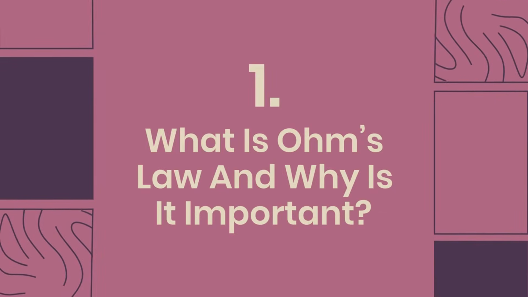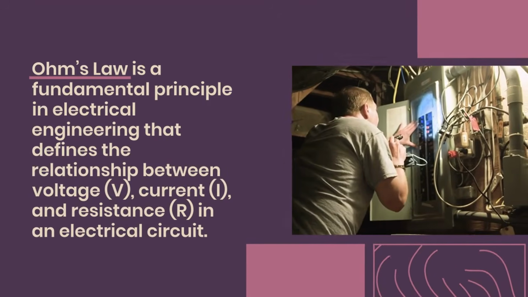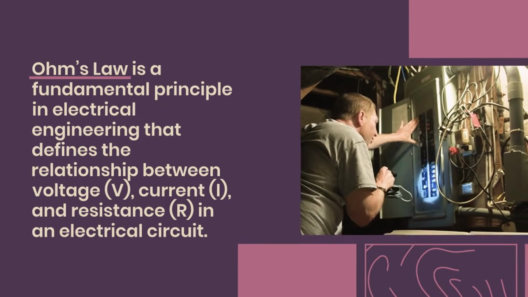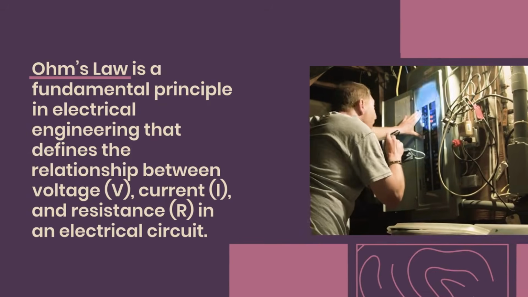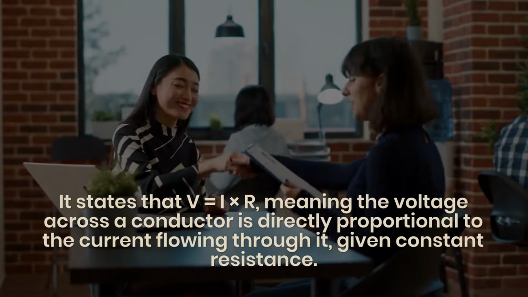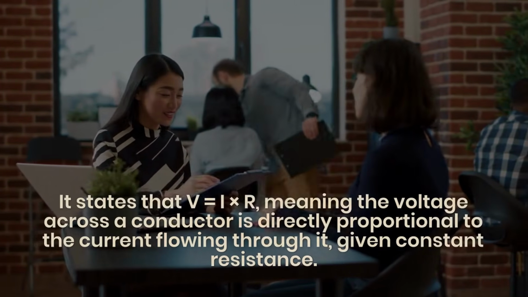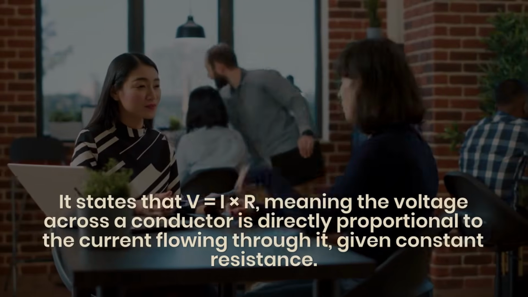Let's begin. 1. What is Ohm's law and why is it important? Ohm's law is a fundamental principle in electrical engineering that defines the relationship between voltage, V, current, I, and resistance, R, in an electrical circuit. It states that V equals I times R, meaning the voltage across a conductor is directly proportional to the current flowing through it, given constant resistance.